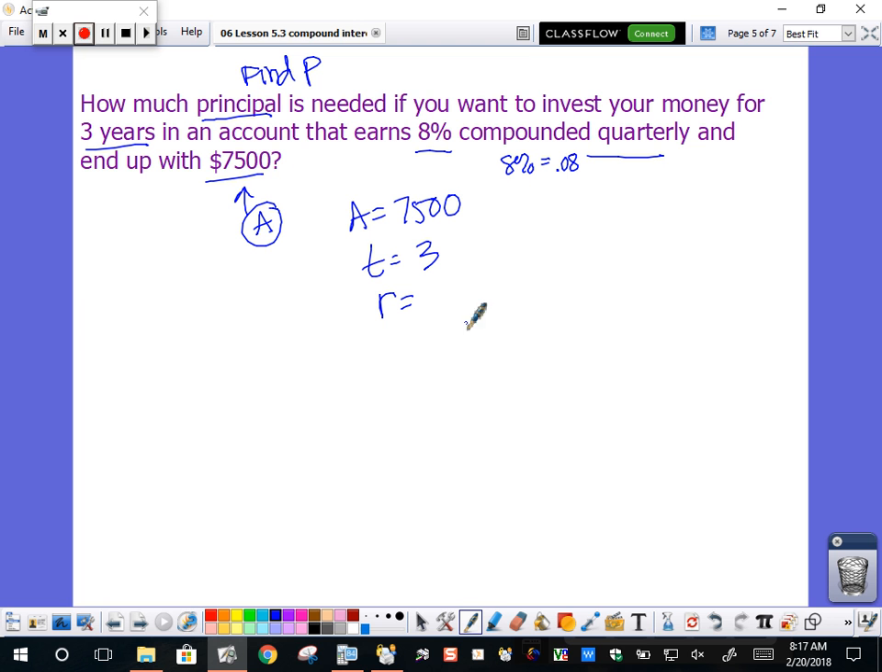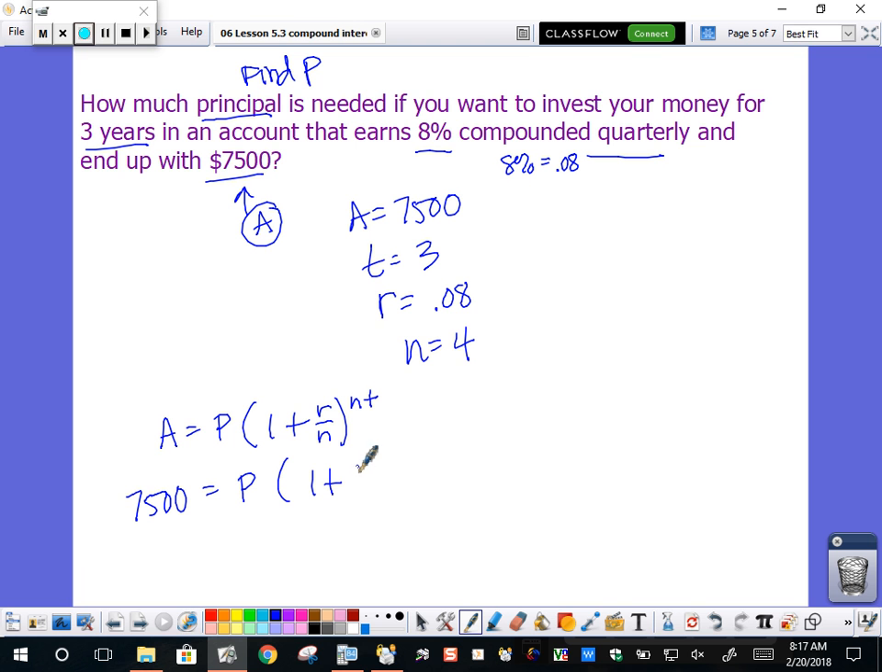Okay, but 8% as a decimal is 0.08. And we want to compound it quarterly, so n is 4. Okay, so here's the formula. A equals P, parentheses 1 plus r over n, to the nt. Okay, so A is what we want to end up with, 7,500. We don't know what P is. That's what we're trying to find. R over n is 0.08 over 4.